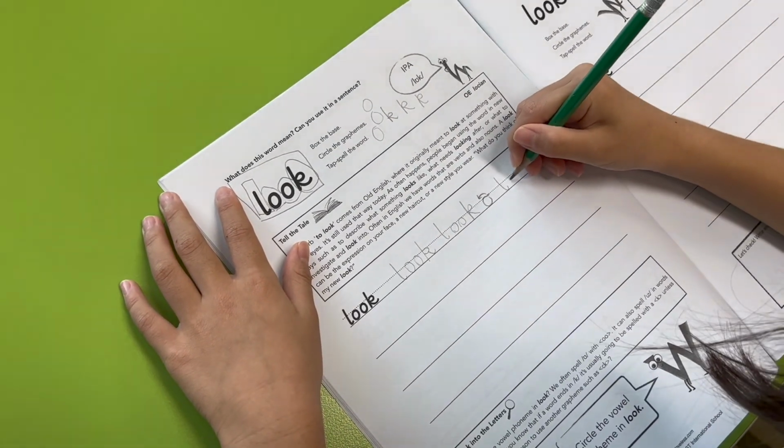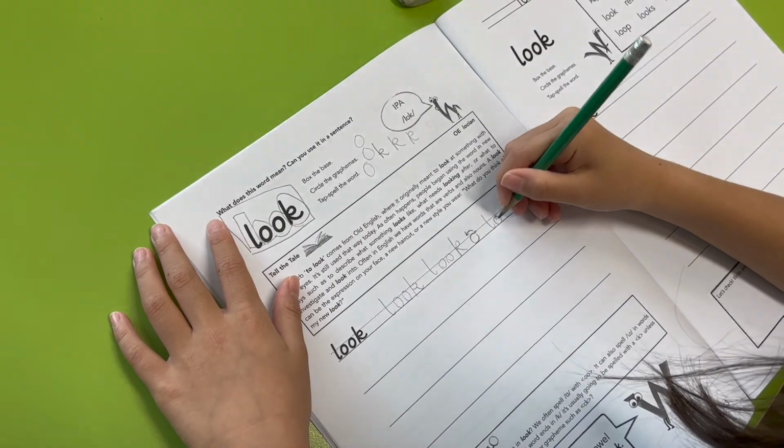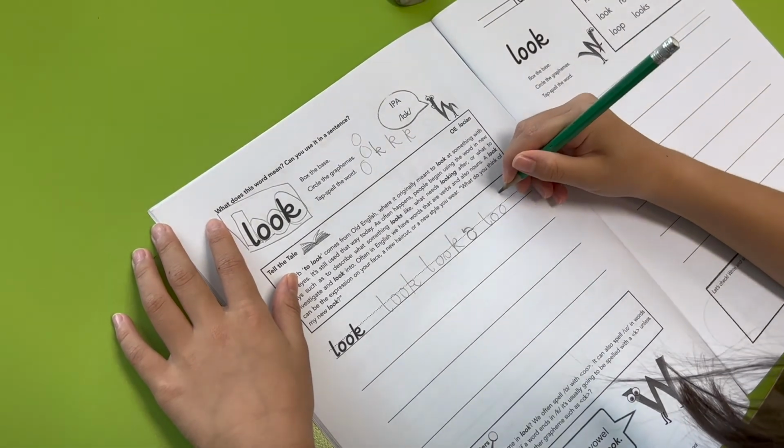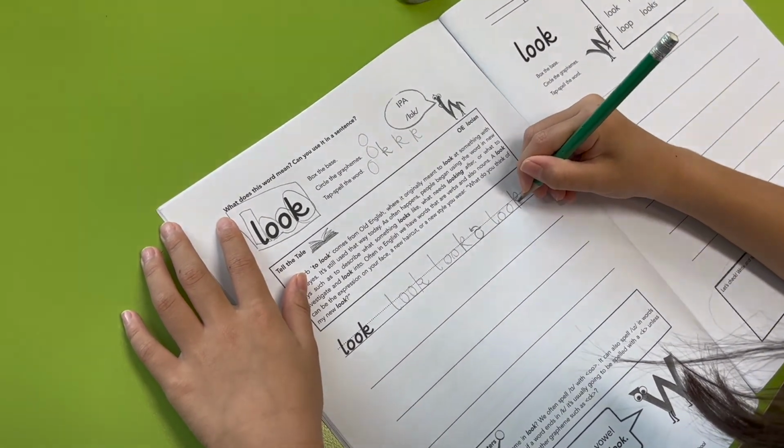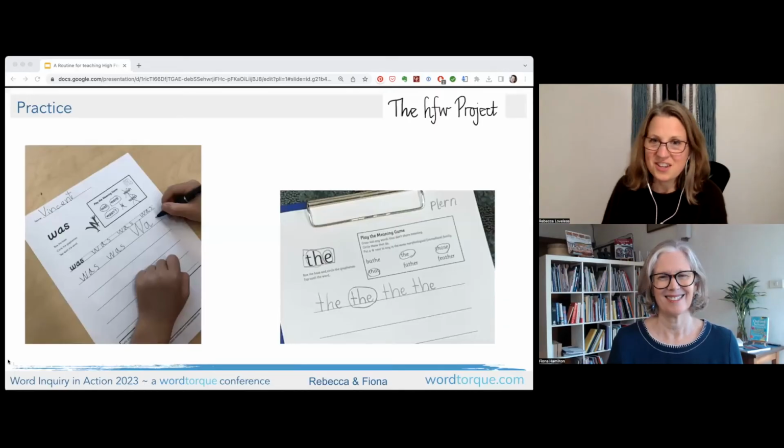To start here, I want to write look, and then I want to write in. And you need space between both. Very good.